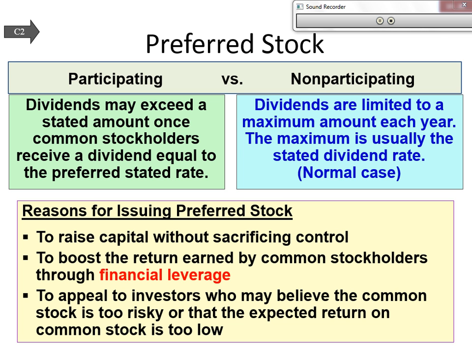To appeal to investors who may believe common stock is too risky or that the expected return on common stock is too low. Obviously, if you pay a lower price for common stock, that may be a little risky for investors, right? They may say, I don't want to invest in your business because you have common shares that you're selling at $2 per share when the market is at $4. I feel like I'm going to lose money if I invest in your business.